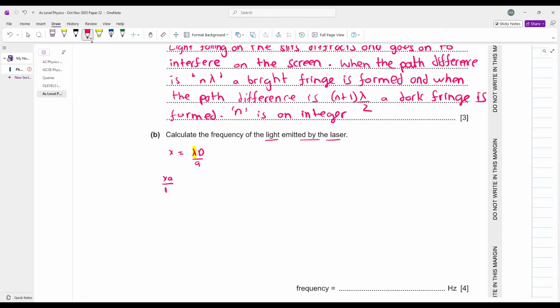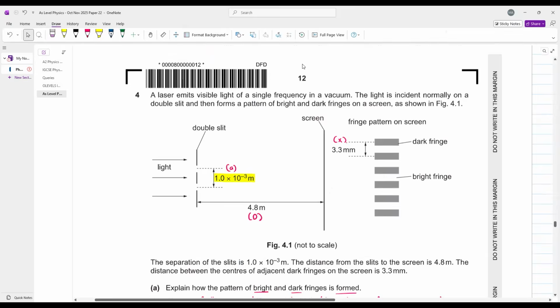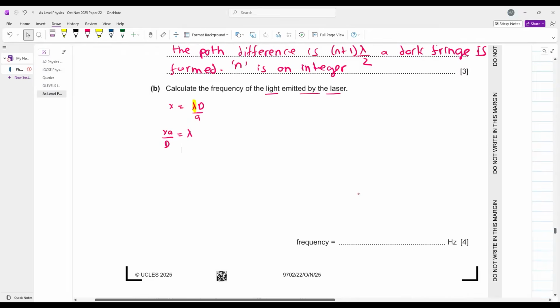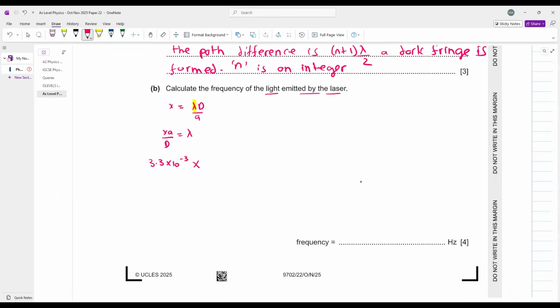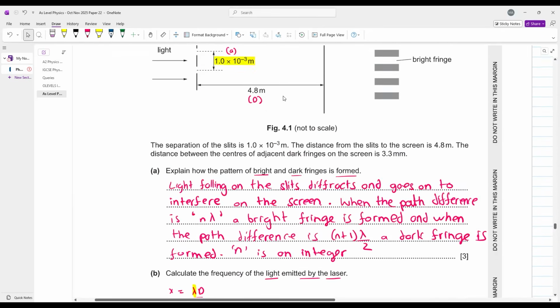XA divided by D is equal to your lambda. What is your value of X? 3.3 millimeter. Okay. 3.3 into 10 raised to the power of minus 3. What is your value of A? What is the slit separation? 1 into 10 raised to the power of minus 3. What is the value of D? बेटा D की value क्या है? 4.8.